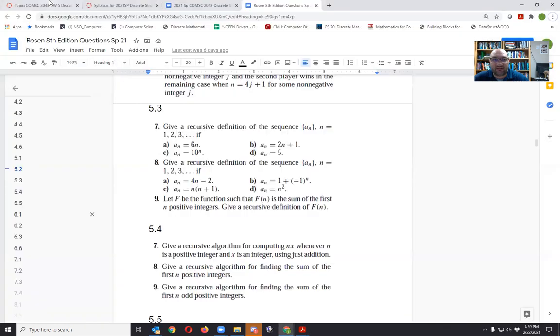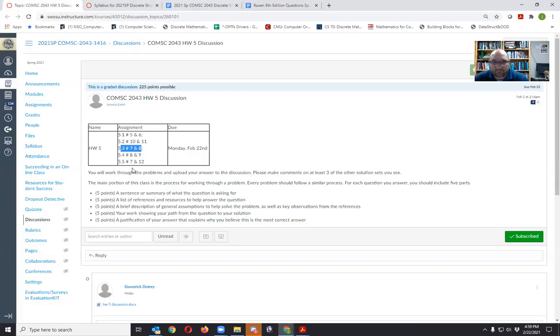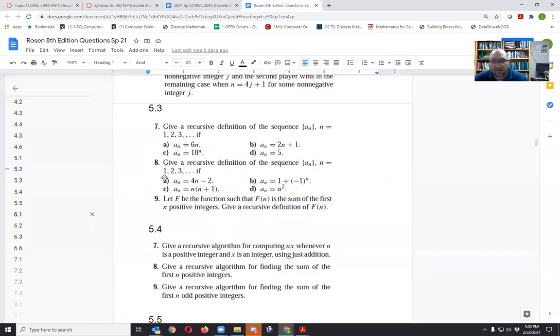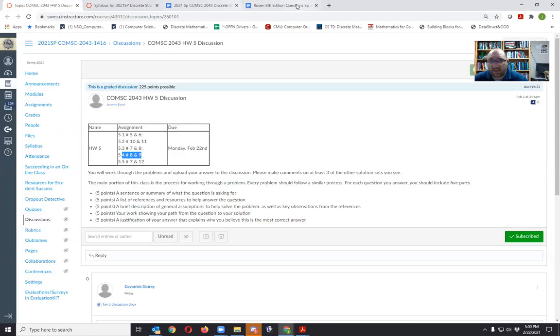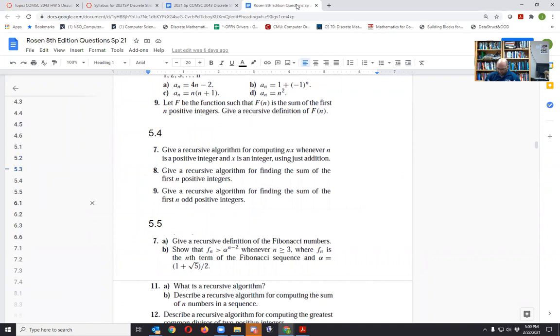Let's go back and look at the homework again. 5.4, 8 and 9. This one says give a recursive algorithm for computing n of x whenever n is a positive integer and x is an integer using just addition. Is that the right one? Nope, 8 and 9.